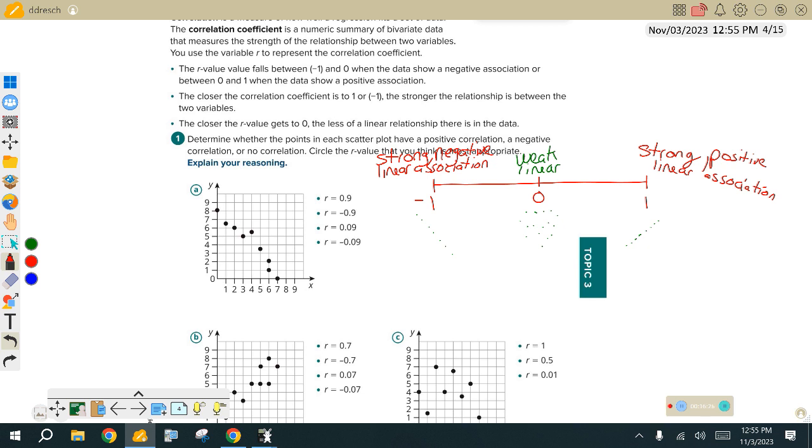Can you tell me anything linear is right there? No. Well, that is what we say is a weak linear association. I can't determine anything that is linear inside of that. That is what we mean by a weak linear association.